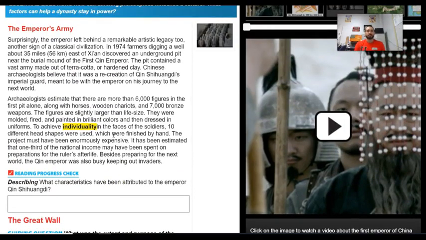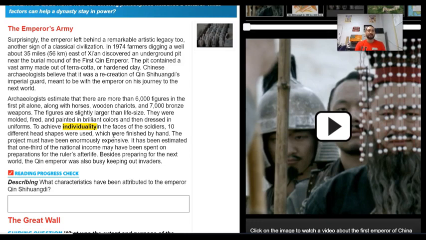The Emperor's Army. Surprisingly, the emperor left a remarkable artistic legacy too, another sign of a classical civilization. In 1974, farmers digging a well about 35 miles east of Xi'an discovered an underground pit near the burial mound of the first Qin emperor. The pit contained a vast army made out of terracotta or hardened clay. Chinese archaeologists believe that it was a recreation of Qin Shi Huangdi's imperial guard, meant to be with the emperor on his journey to the next world.